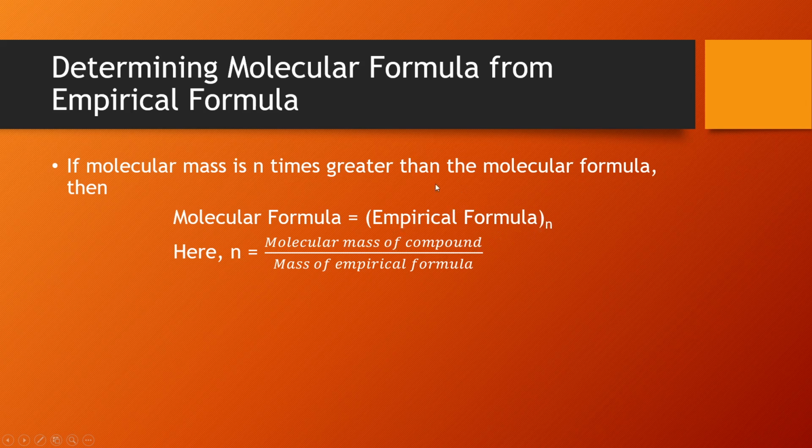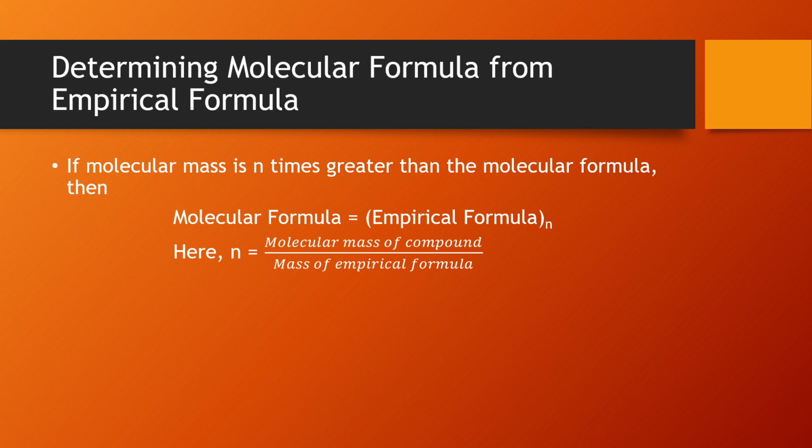by using the empirical formula and the molecular mass of that compound. So n will be the molecular mass of the compound divided by mass of empirical formula. This is the value of n, small letter n.